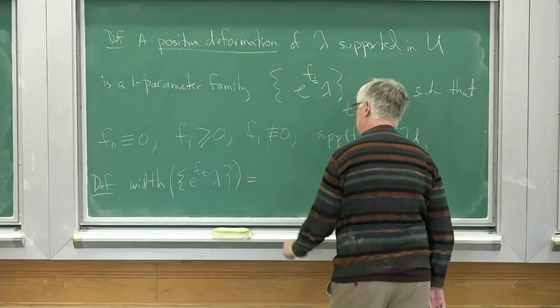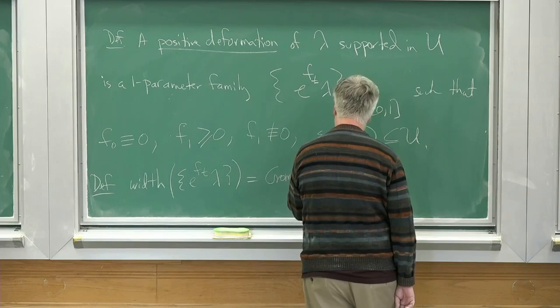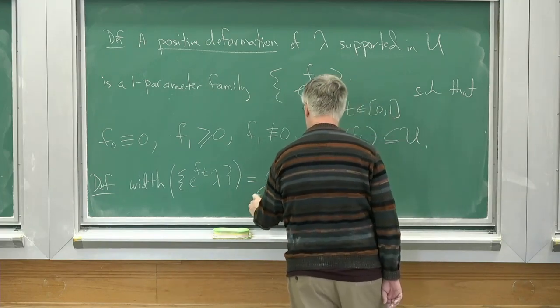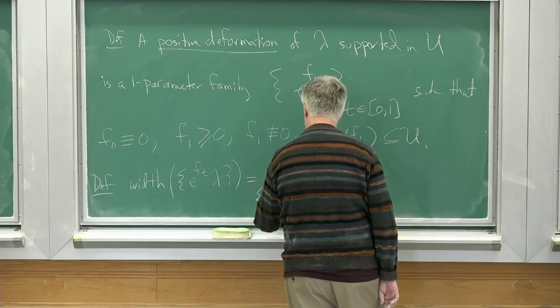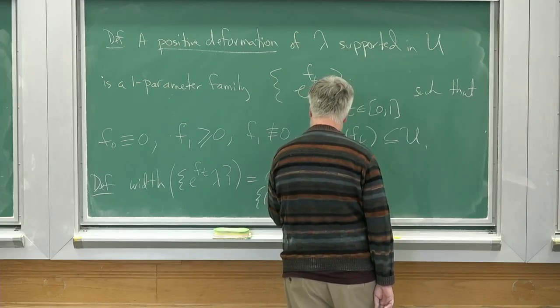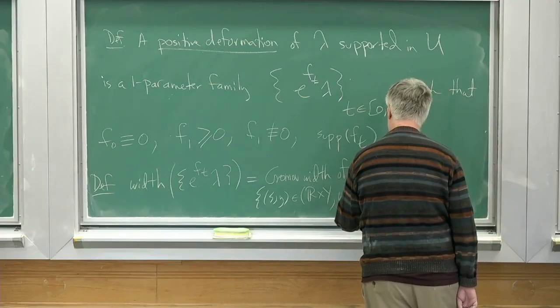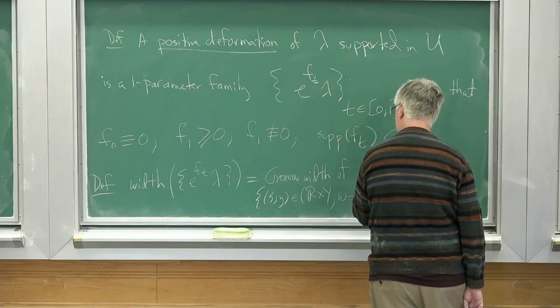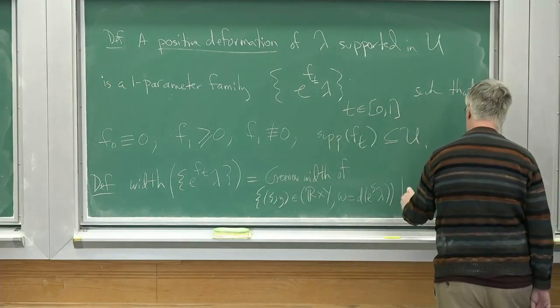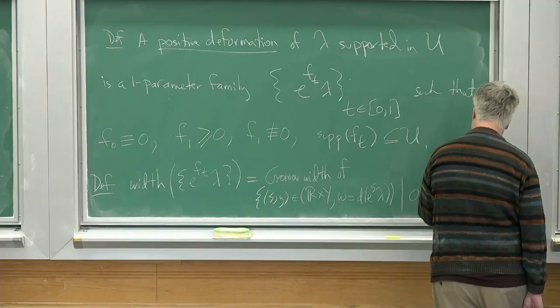So this is the width of the set of (s, y) in R cross Y with the symplectic form omega equals d of e to the s lambda, such that 0 is less than s is less than f of y.